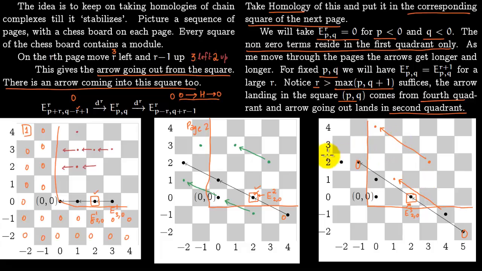And you can go to an infinite number of pages. You can go all the way to E infinity, but we don't have to worry about it. In most spectral sequences, the stability is achieved by page 2. So by page 2 things are stable, and then you can say something about the homology.